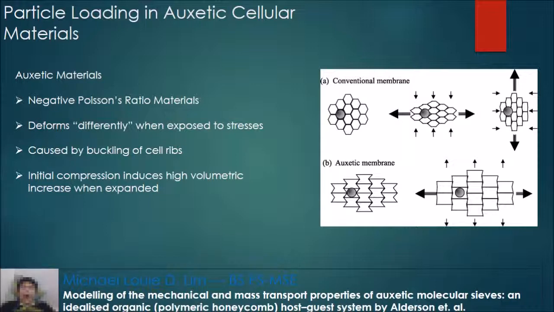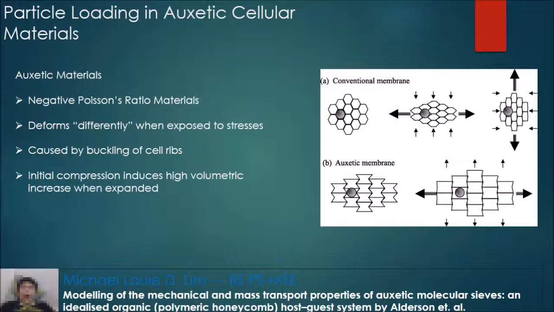As a quick review, auxetic materials are negative Poisson's ratio materials. That is, the way they behave when a stress is applied, tension or compression, is converse to what is observed in conventional materials. That is, while normal materials compress in the transverse direction when tensile load is applied, the auxetic material actually expands more. The inverse is true for compression.